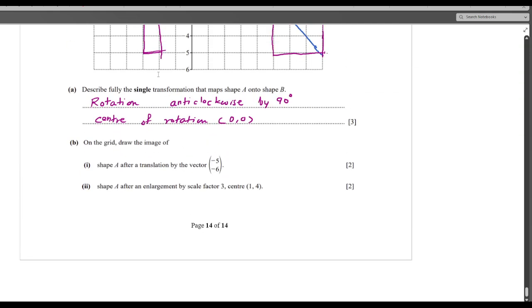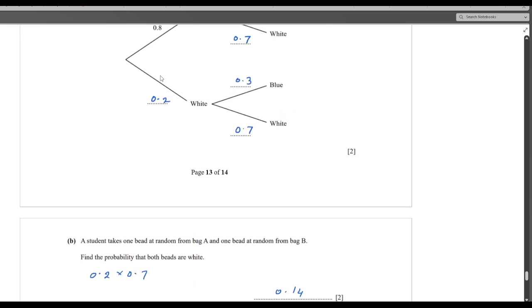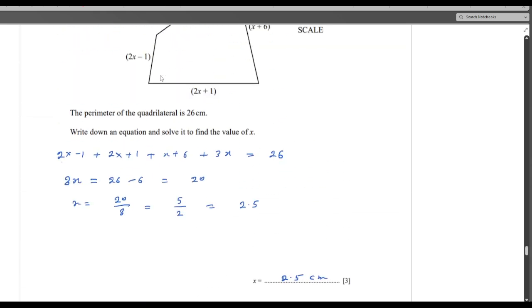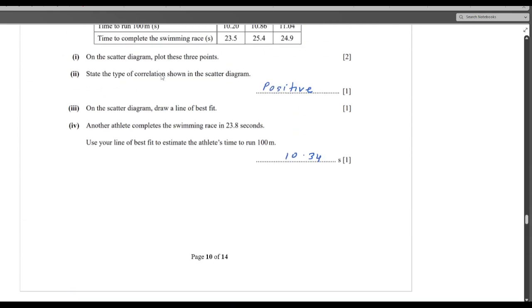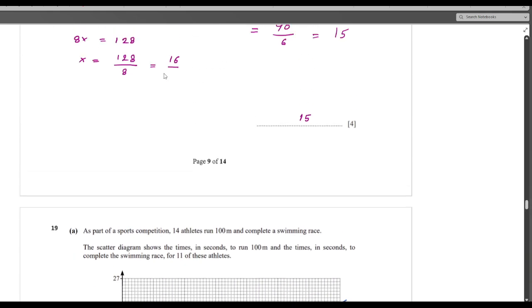Okay, so this is your last question. So this is your paper 1 for 80 marks. I hope you understand each and every problem.